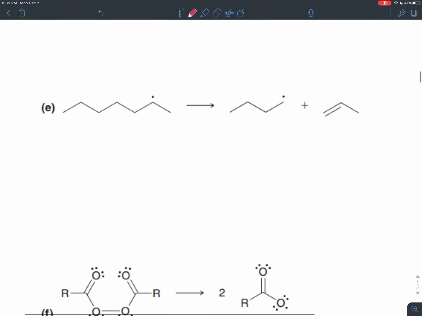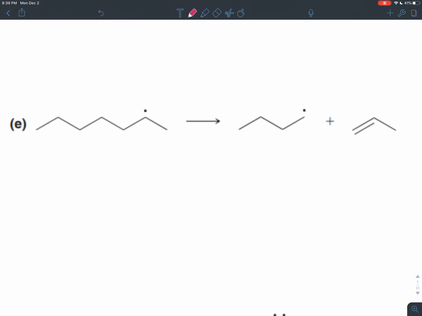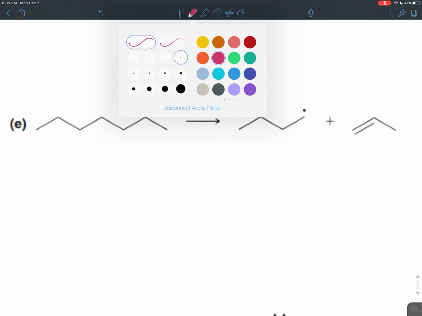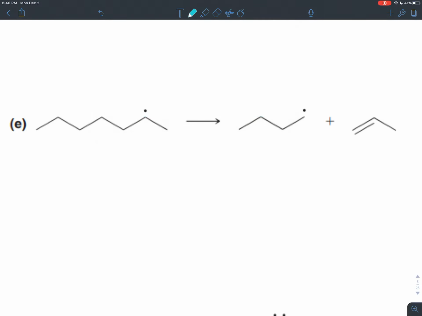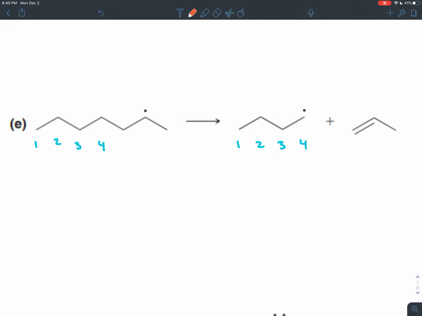Okay, let's try this again. We'll do this with E. Now, E might be a little bit tricky to visualize at first, but I think it'll help if you number the carbons. So I'm going to number these from left to right: 1, 2, 3, 4. 1, 2, 3, 4. 5, 6, 7.